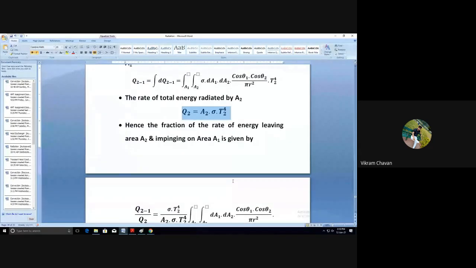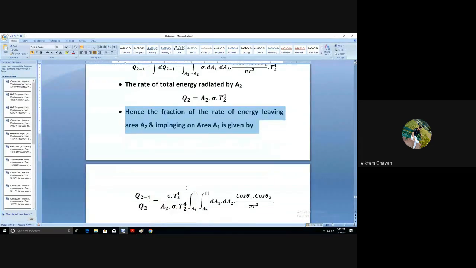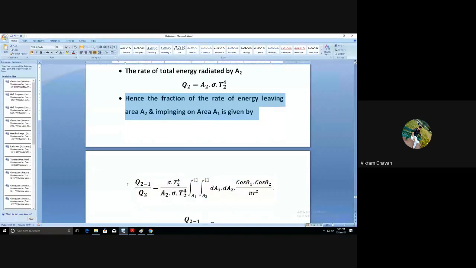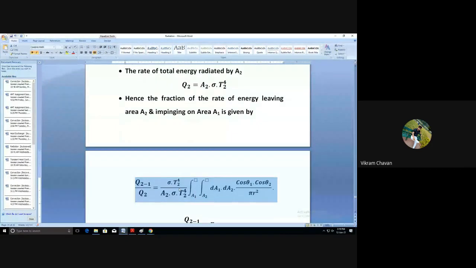Next line, hence the fraction of the rate of energy leaving area A2 and impinging on area A1 is given by the ratio of Q2 to 1 to Q2, which will be equal to sigma multiplied by T2 raised to 4 divided by A2 multiplied by sigma multiplied by T2 raised to 4, inside the bracket, integration over the surface area A1, integration over the surface area A2 of dA1 multiplied by dA2 multiplied by cos theta 1 multiplied by cos theta 2 divided by pi r square.